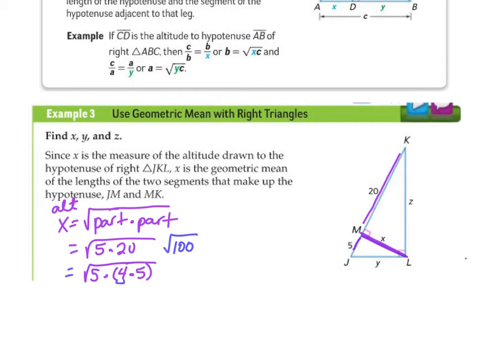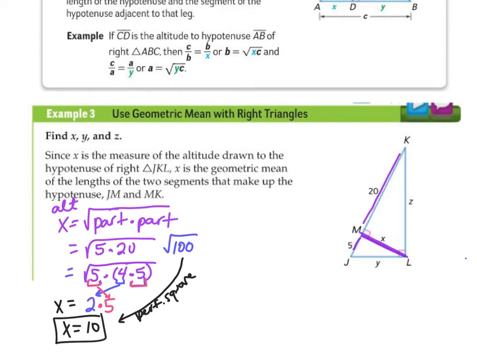Pick out your perfect squares. We have 4, which becomes 2, because the square root of 4 is 2. And then we have a pair of 5s, which would be 25, and the square root of 25 is 5. So our answer here, x, would be a value of 10. Or if we recognize that 5 times 20 is 100, the square root of 100 is actually 10, because 100 is a perfect square.